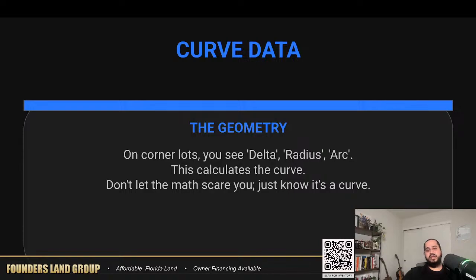Curve data, the geometry. On corner lots, you see delta, radius, arc. This calculates the curve. Don't let the math scare you, just know it's a curve. Again, curve data, if you have a corner lot, that's when this comes into play. You will see the surveyor's boundary report for the plat map has a radius and an arc, and the math looks a bit tricky for twice the setback rules. But just know that it's just a curve at the end of the day, and you need to double check with the county to understand where you're going to build on your lot.